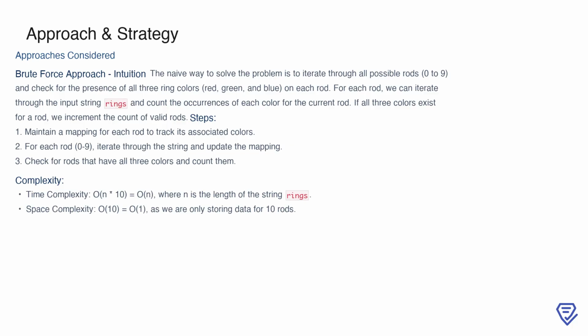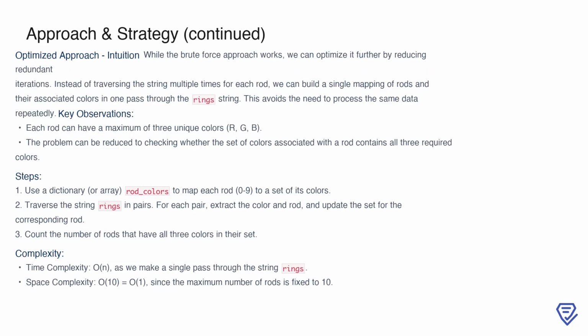While this approach is simple, it does involve nested iterations, which can make it less efficient as the string size grows. In terms of complexity, the time complexity is O(n), since we process the string of length n for each of the 10 rods, and the space complexity is O(1), as we only need storage for the 10 rods regardless of input size. Now, we can optimize this process to avoid redundant iterations and improve efficiency.